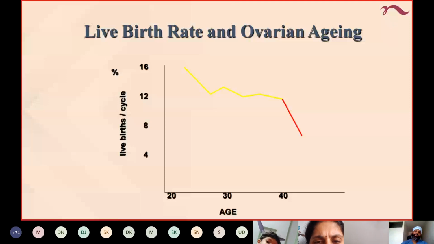Miscarriage and ovarian aging: not only are pregnancy rates lower, miscarriage rates are higher as ovarian aging happens. And odds of a birth in relation to a woman's age and number of eggs fertilized or embryo transfer is lower as the age advances. Can you see these parameters here? They are all going downhill as the age advances.